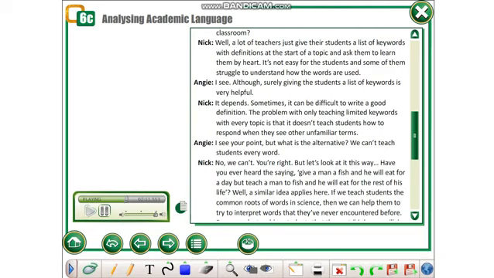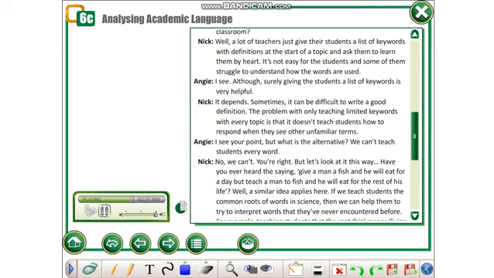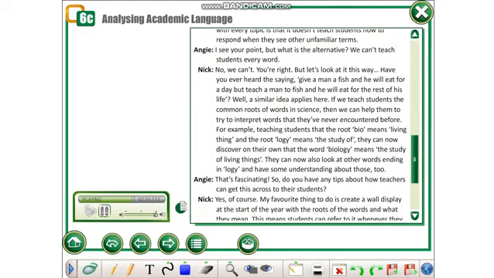It depends. Sometimes it can be difficult to write a good definition. The problem with only teaching limited keywords with every topic is that it doesn't teach students how to respond when they see other unfamiliar terms. I see your point, but what is the alternative? We can't teach students every word. No, we can't. You're right.